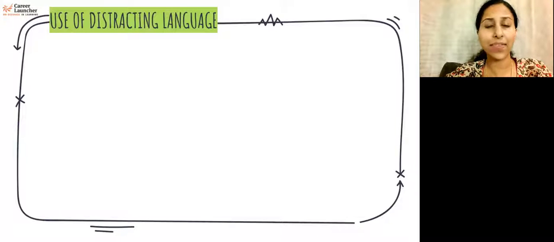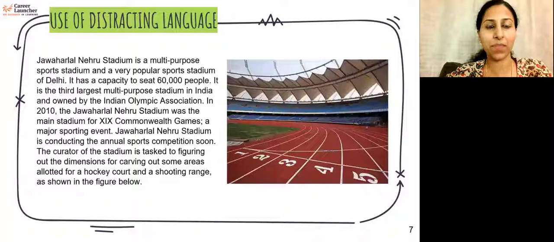Let's look back at the same question again. You would see that this passage initially talked about what the stadium is about, what the capacity of the stadium is, and the year in which the stadium was used for the Commonwealth Games. All this was not relevant for you to answer the sub-questions.